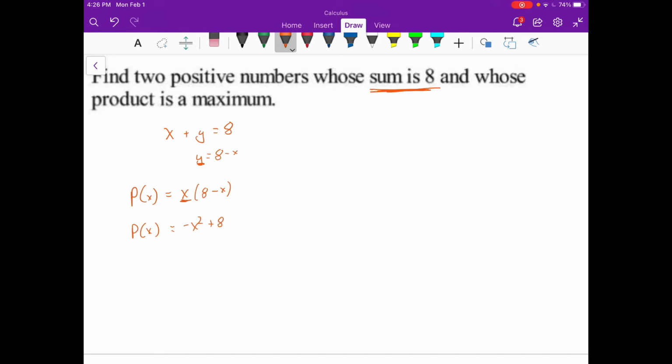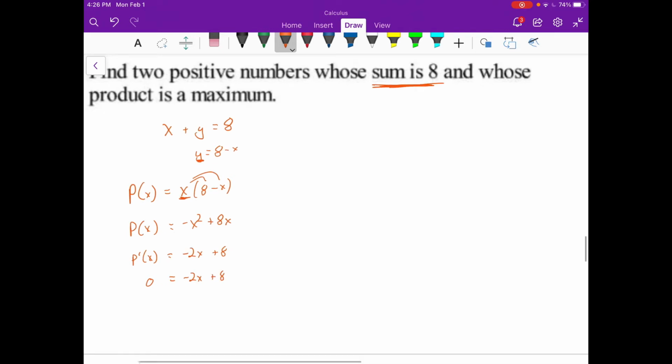Find two positive numbers whose sum is 8 and whose product is maximum. Sorry, this is 8x. I need to distribute that. And, well, to find a maximum, we can take the derivative. We'll find the critical numbers. So that's negative 2x plus 8. Set that equal to 0. To solve that, we could add 2x to both sides and divide by 2. So x is equal to 4.